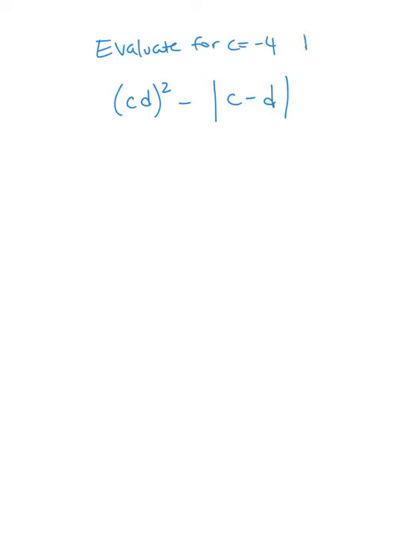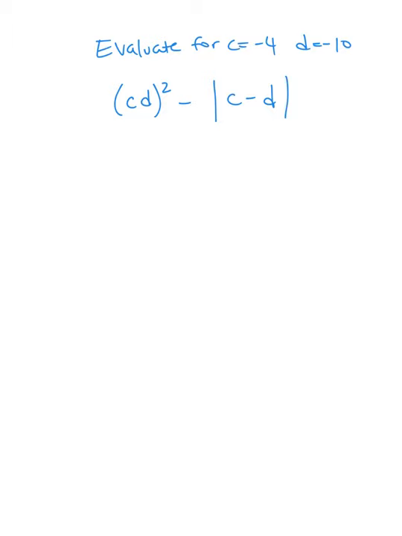Hi guys, today I just wanted to go over one more example that we didn't have a chance to do on Nearpod yesterday, and that is CD squared minus the absolute value of C minus D, given the values we are evaluating for C equals -4 and D equals -10. So what you should do is try to pause the video and do this on your own, and then play it to see what you're doing right and what you're doing wrong.